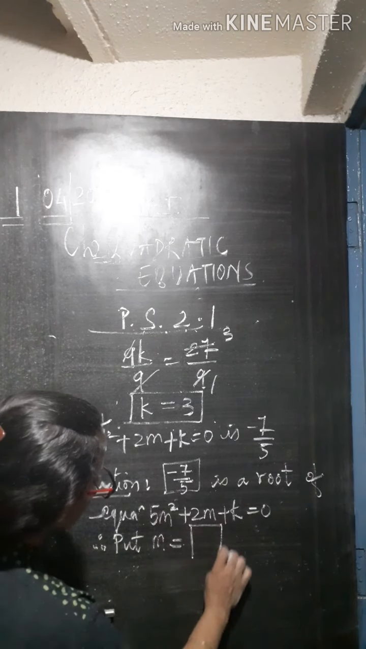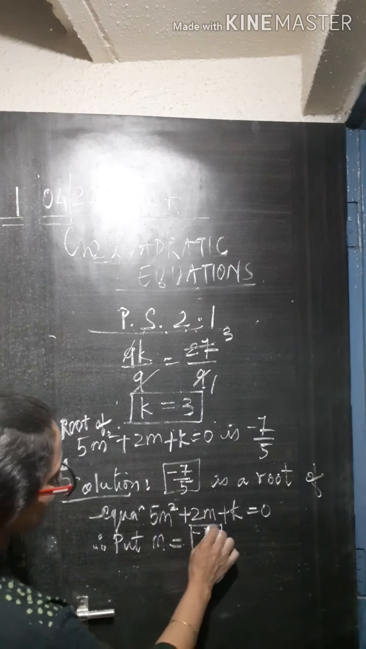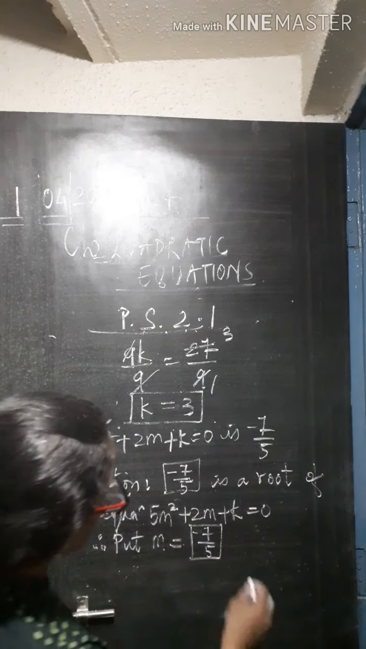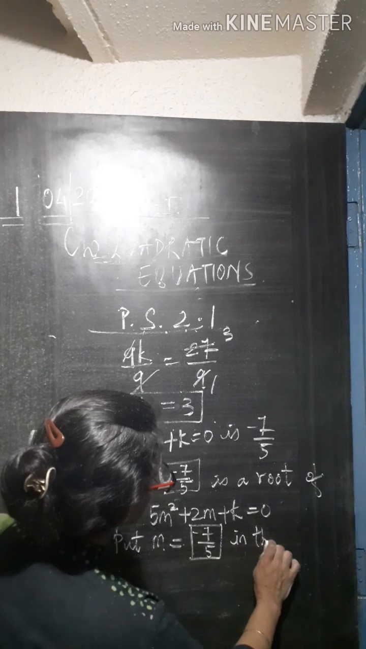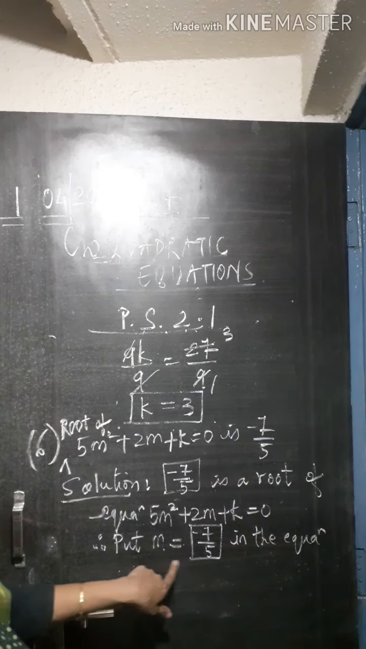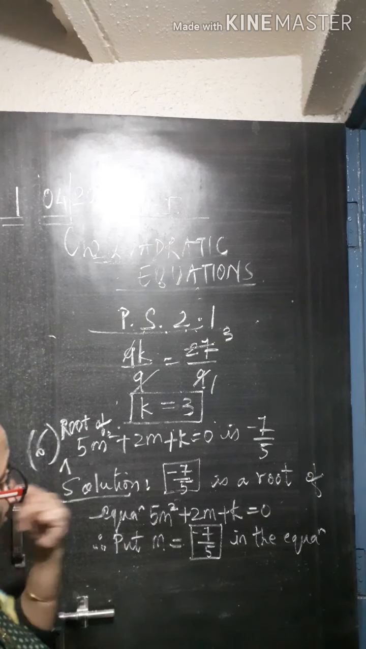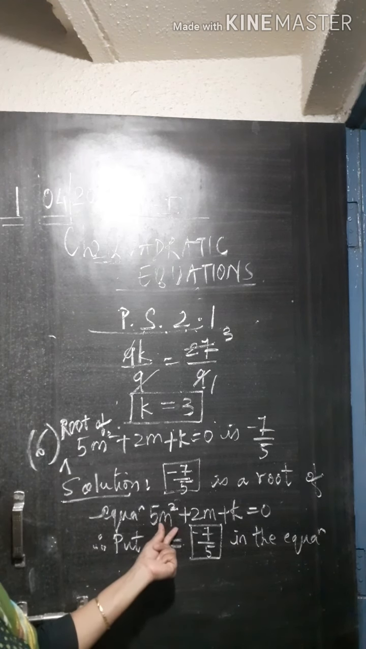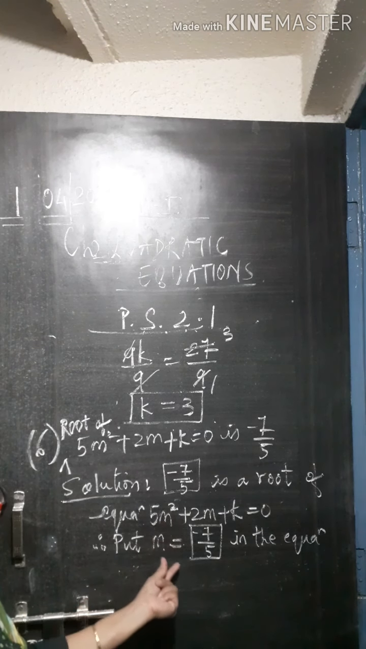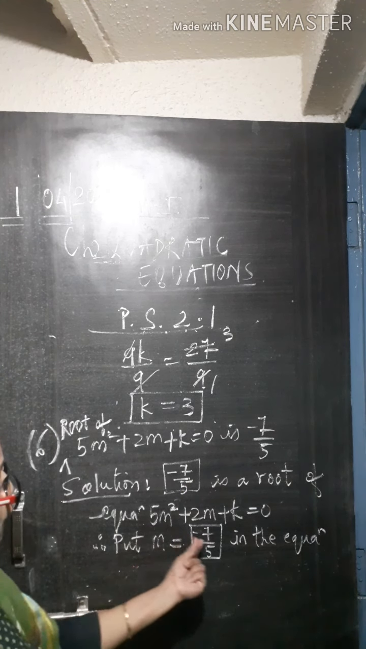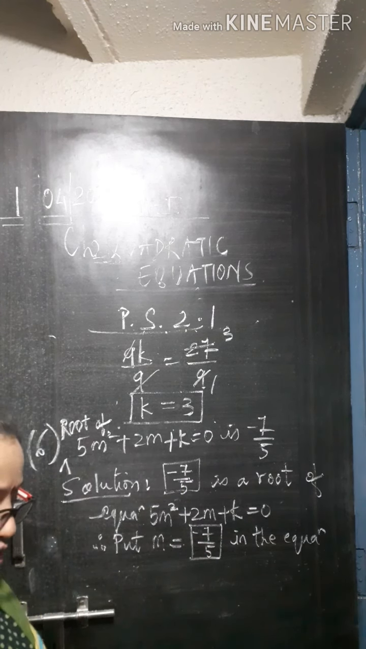Now therefore, they have written put m is equal to box. What is your m value here? Minus 7 upon 5. So your minus 7 upon 5 you will write in the equation. This is the step they have given, and the box you have to fill up. Already given: this is the root, means the variable of this equation is m. So what is the value of m which is satisfying the equation? Minus 7 upon 5. So put m is equal to minus 7 upon 5 in the equation given.